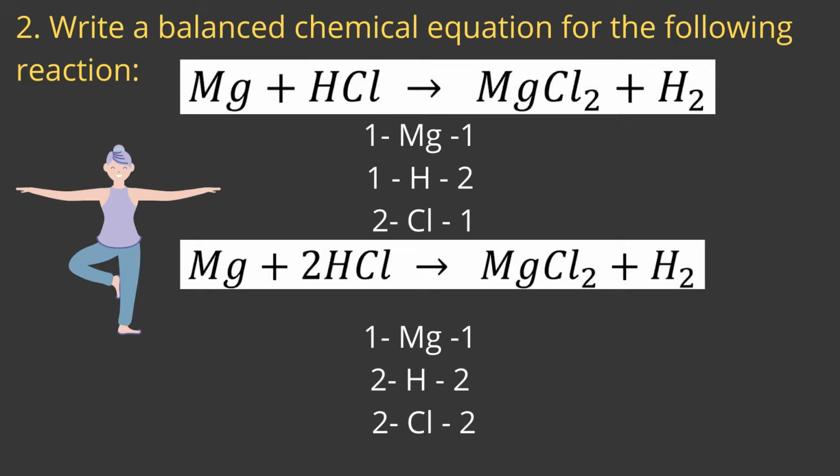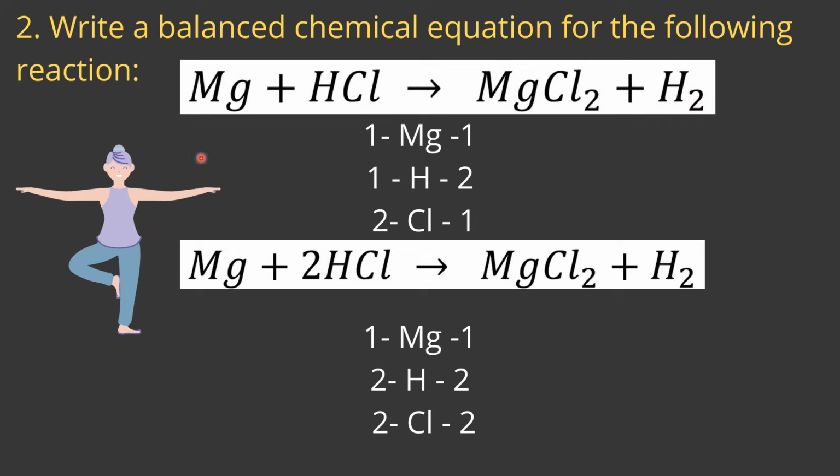Now we can look at another question. So question 2, it says to us, write a balanced chemical equation for the following reaction, where you have Mg, magnesium, reacting with HCl, that's hydrochloric acid, to give us magnesium chloride plus hydrogen. So hydrogen will be released as a gas, right?